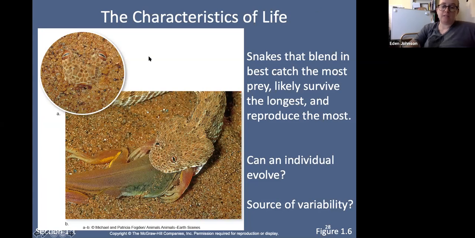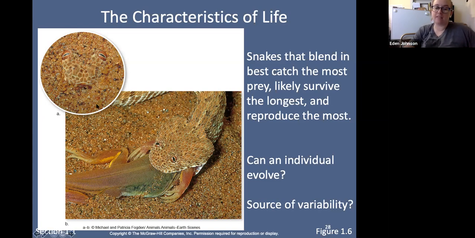So in this picture, you can see that this snake blends in incredibly well with its environment. Snakes in general that can blend in the best are going to catch the most prey because they are basically hidden in their environments. Because they're hidden in their environments, they're also going to survive the longest. And because they're surviving longer and eating more, they're going to reproduce the most. They're going to be the most physically healthy and physically able to reproduce again and again and again.